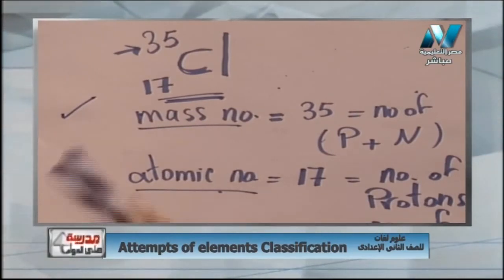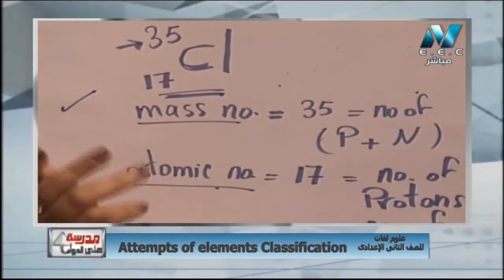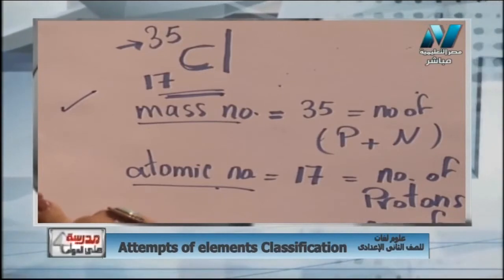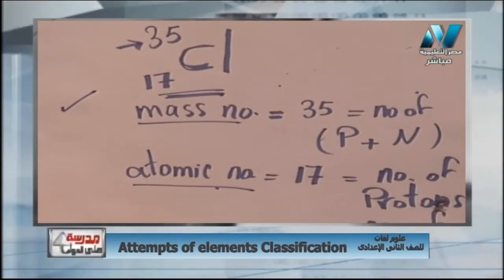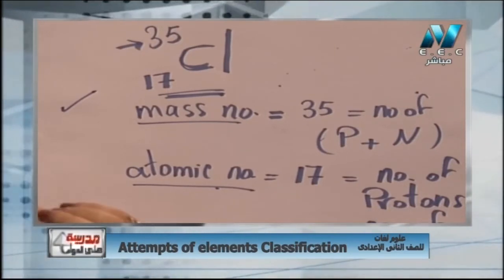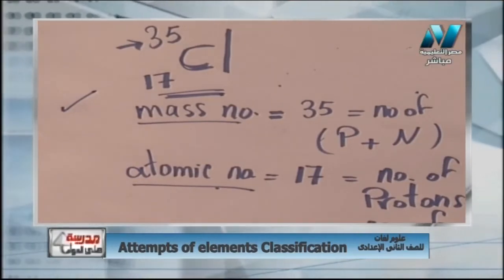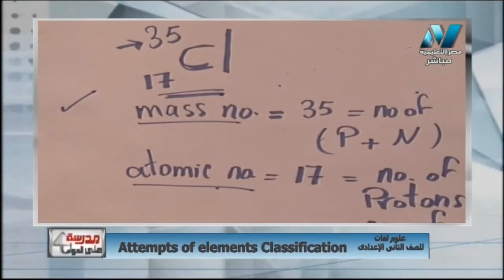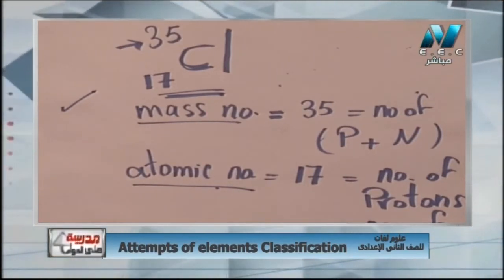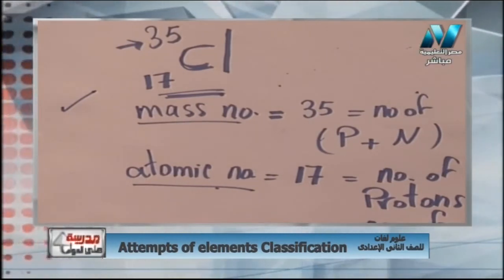Again, we have a Russian scientist called Mendeleev. Mendeleev had 67 elements. These elements were arranged according to what? According to their atomic weight, ascendingly. The arrangement had an advantage, which is that he corrected the wrong atomic weights, and number two, he left gaps and divided the table into group A and subgroup A and subgroup B. Okay, this is about the advantage.